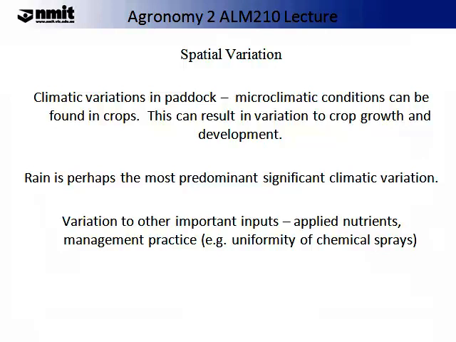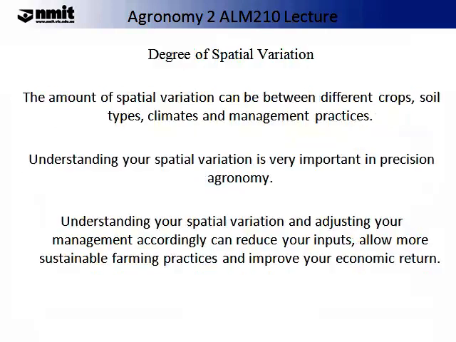Variation to other important inputs, applied nutrients and management practice can all increase spatial variation. The amount or degree of spatial variation can be different between different crops, soil types, climates and management practices. Therefore, it is important to try and understand your spatial variation and how that may impact on your agronomy. Understanding your spatial variation and adjusting your management accordingly can reduce your inputs, allow more sustainable farming practice, and improve your economic return if done correctly.